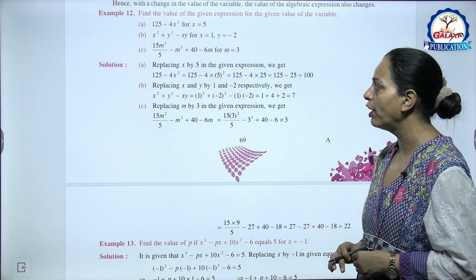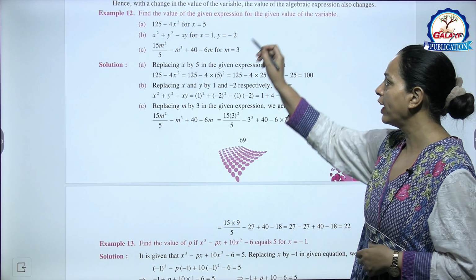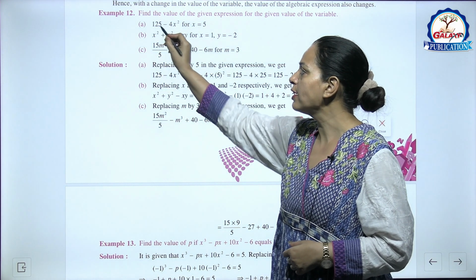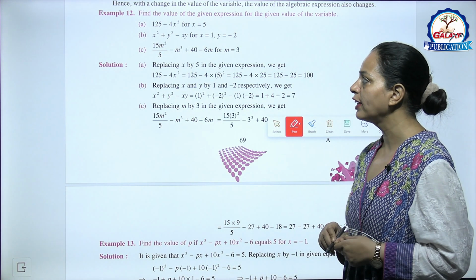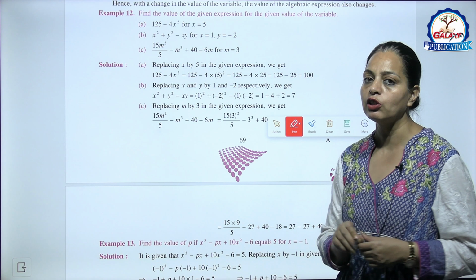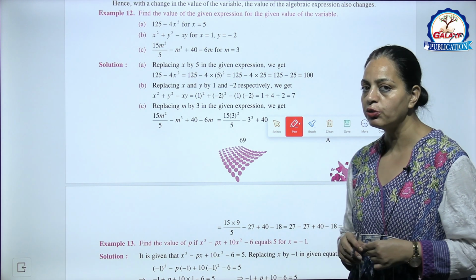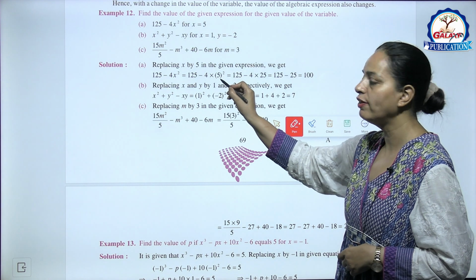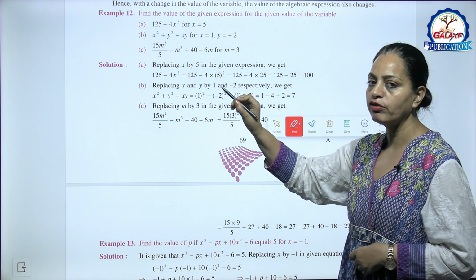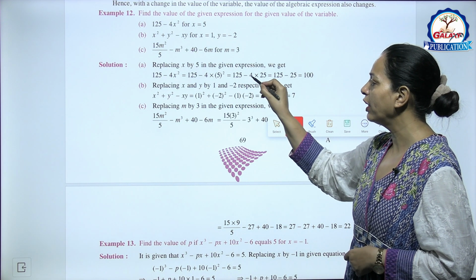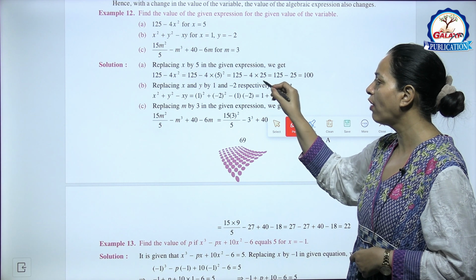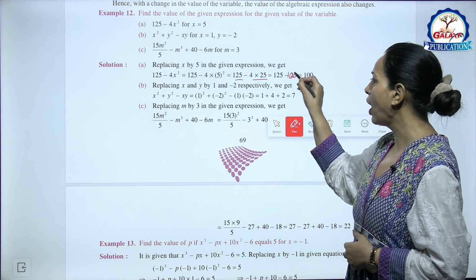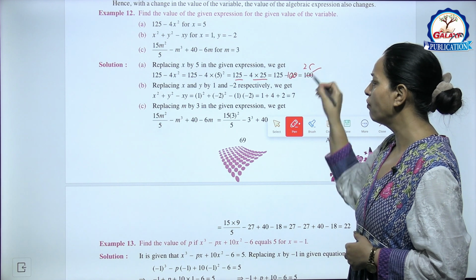Now example 12, find the value of the given expression for the given value of the variable. Like A part, 125 minus 4x square for x equal to 5. So we will put x as 5. So 125 minus 4 into 5 square. So 5 into 5, 25. So 125 minus 4 into 25. So 125 minus 100. So the answer is 25.